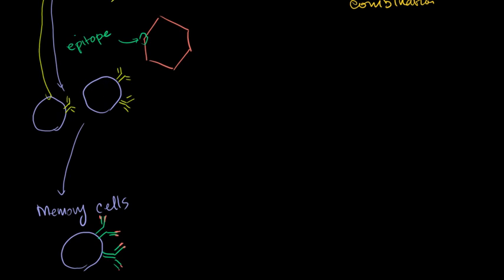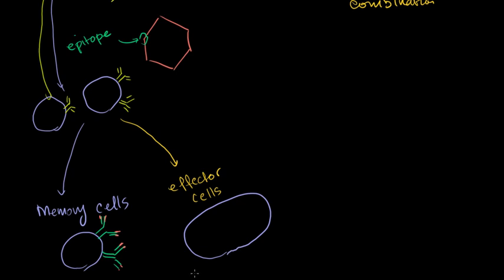And then some of them are going to turn to effector cells. Effector cells are generally cells that actually do something. What the effector cells do is they turn into these effector B cells, or sometimes they're called plasma cells. They're going to turn into antibody factories. And the antibodies they're going to produce are exactly this combination that they originally had being membrane bound.